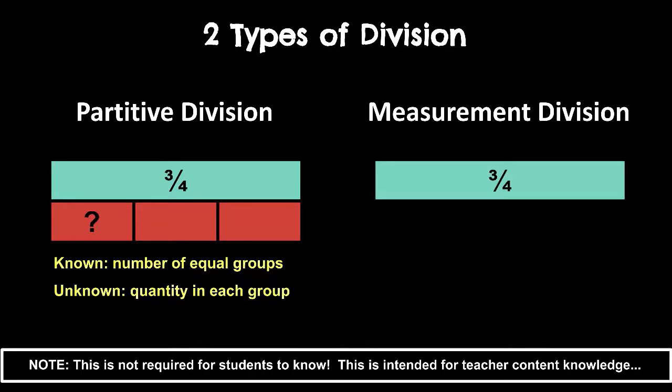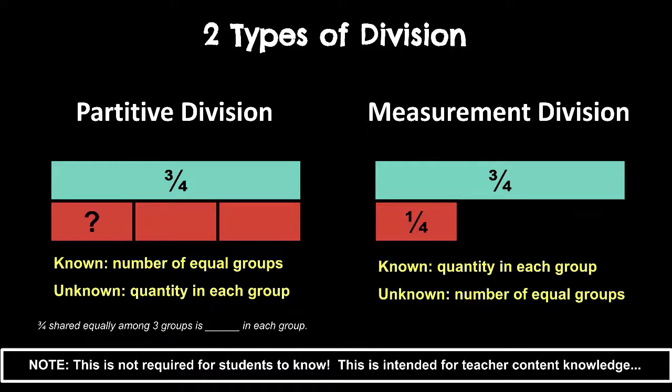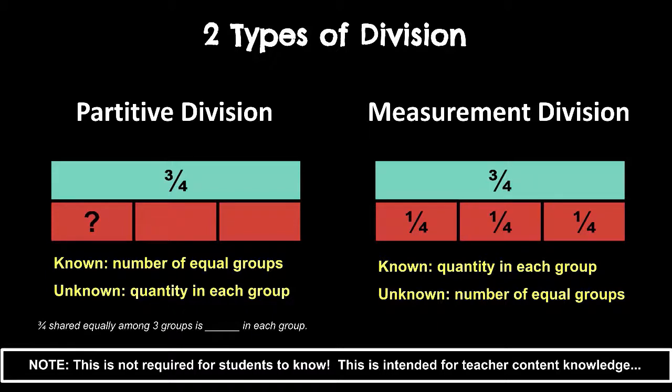For example, you have 3/4 of a cup of yogurt to share equally among three friends. So 3/4 shared equally among three groups is 1/4 in each group. In measurement division, you do not know how many groups there will be. The quotient, then, is the number of equal groups. For example, you have 3/4 of a cup of yogurt. Each friend gets 1/4 of a cup of yogurt. How many friends can you serve? In other words, how many groups of 1/4 are in 3/4?